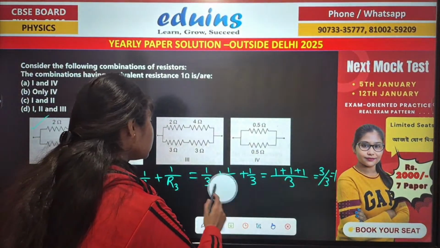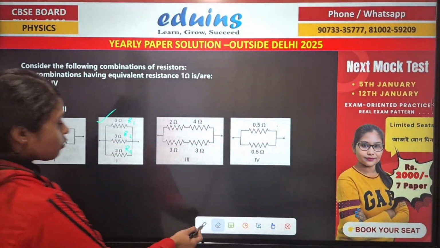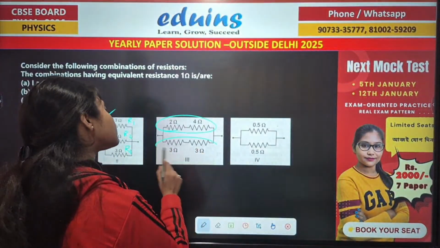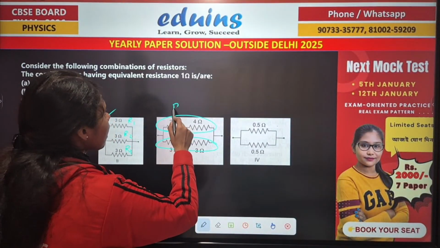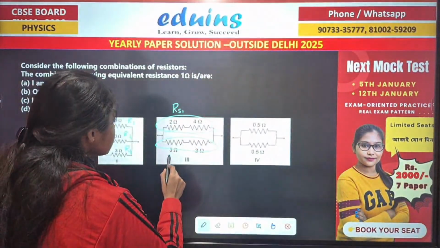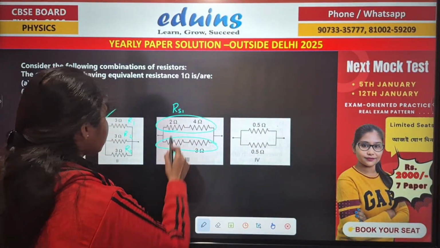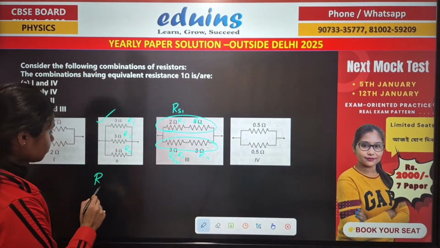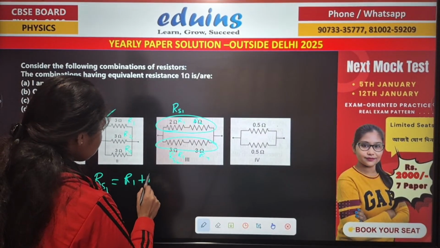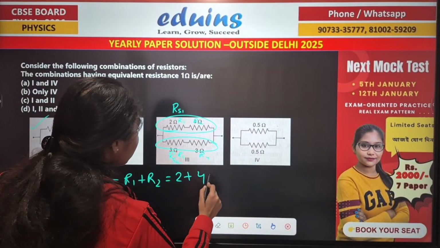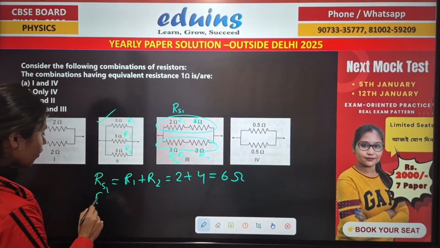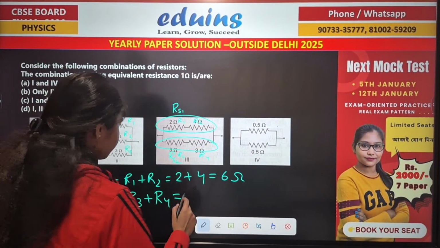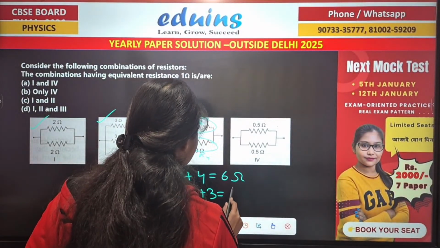Okay, let's solve the third circuit. What will be the answer? Okay, this is in the series combination and this is also in the series combination. So we get RS1, that means series connection number 1, and series connection number 2. Let's solve it together. Okay, this is R1, this is R2, this is R3, this is R4. Okay, for RS1, we got R1 plus R2. That means 2 plus 4 ohm, that is equal to 6 ohm. And for RS2, we got R3 plus R4. So 3 plus 3, this is 6.